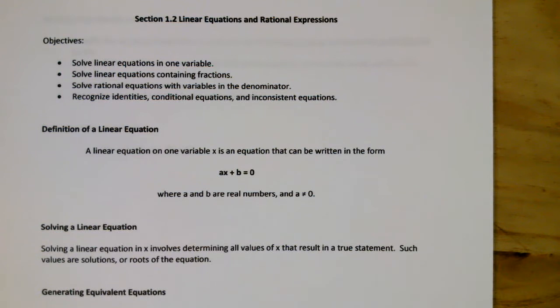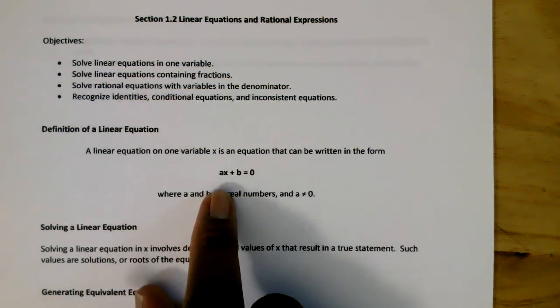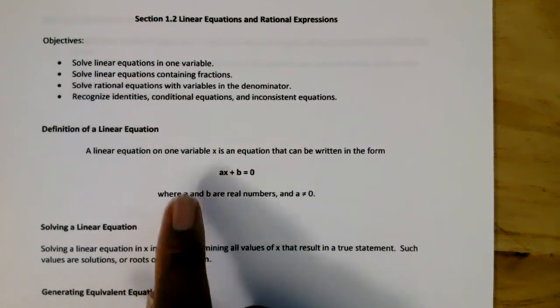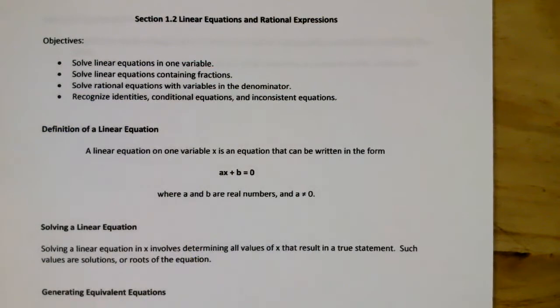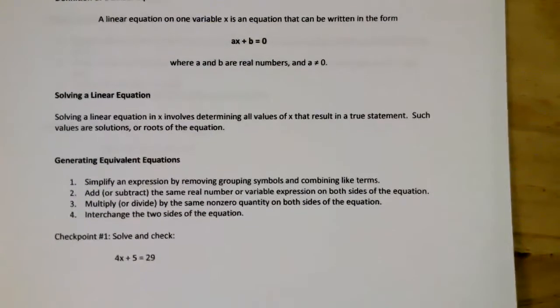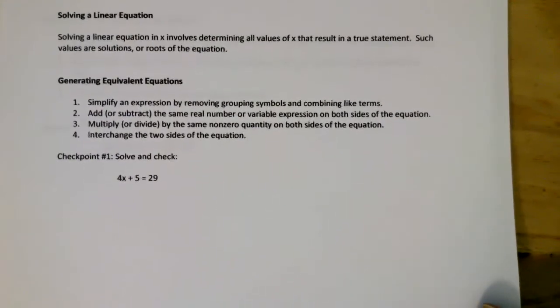First of all, we'll define what a linear equation is. A linear equation in one variable, which we'll call x, is an equation that can be written in the form ax plus b equal to 0. And here a and b are real numbers, and a is not equal to 0. That's the definition of a linear equation. Now let's solve a linear equation. How do we solve a linear equation?